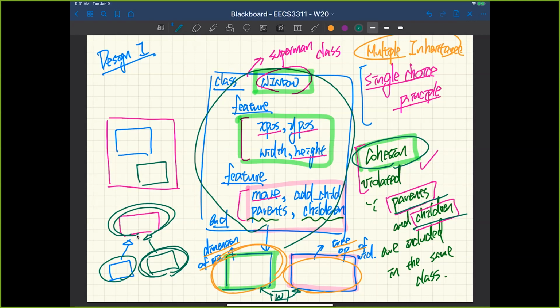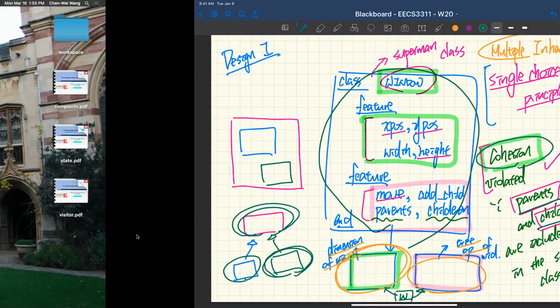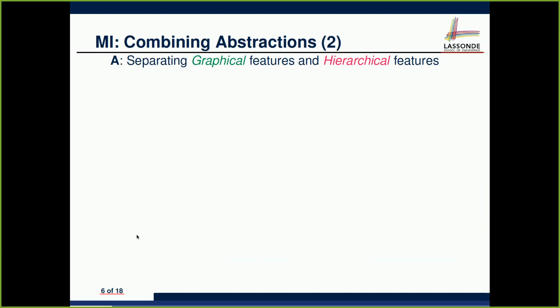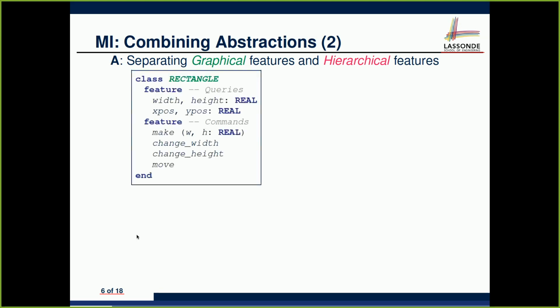Let's just go over that very quickly. Once we have done that, we can then switch to the composite. The idea will be to separate graphical features, like X position and Y position, from hierarchical tree operations. So let's talk about one class just called a rectangle. You can think about windows like a rectangle. You've got the width, height, X position, Y position, also change the width, change the height, and move, for example. Let's say that's the rectangle class.